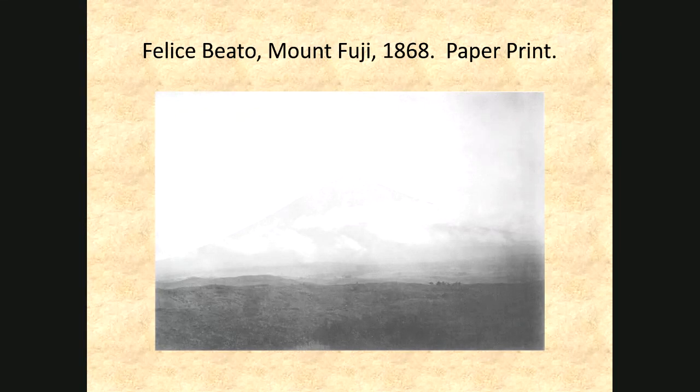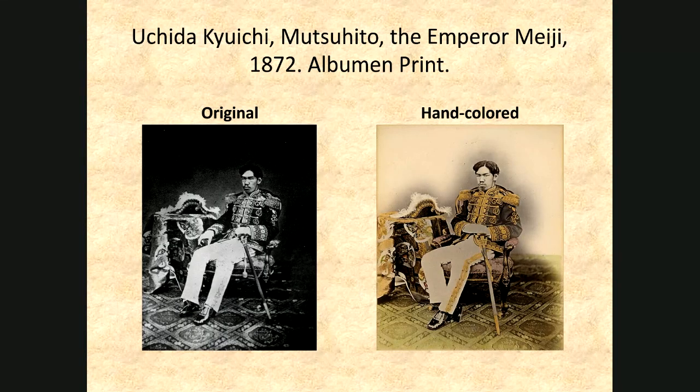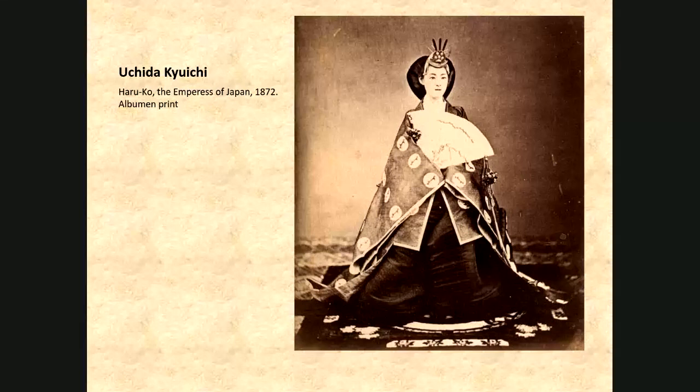In 1872, Uchida Kiuchi made two photos of the Emperor Mutsuhito and Empress Haruko, who ruled over Japan as it modernized. And so here we have an original black and white version of the emperor juxtaposed with the hand-colored version, just so you can see the difference between the two. And then we have the empress here.